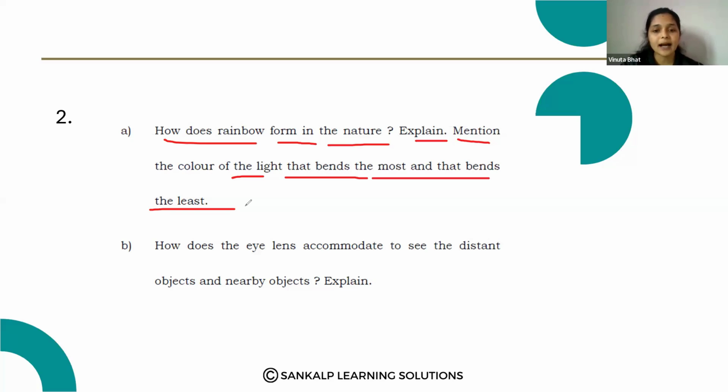How does the eye lens accommodate to see the distant objects and nearby objects? Explain. Please note down this question. Yes, you have already noted down this question. Please note down the second one, that is, mention the colors of light that bends the most and that bends the least.